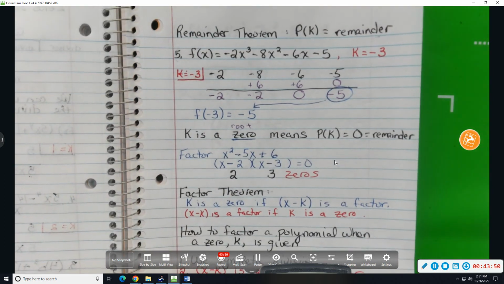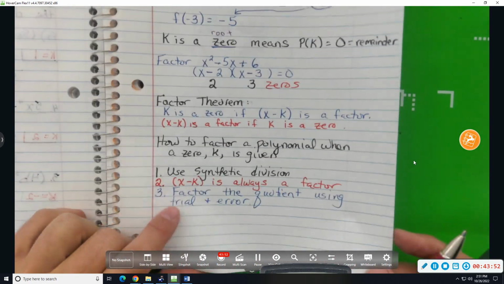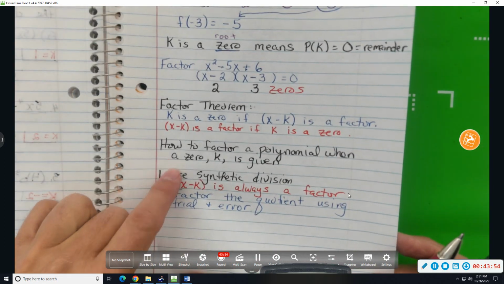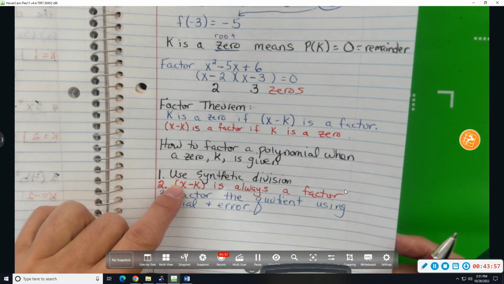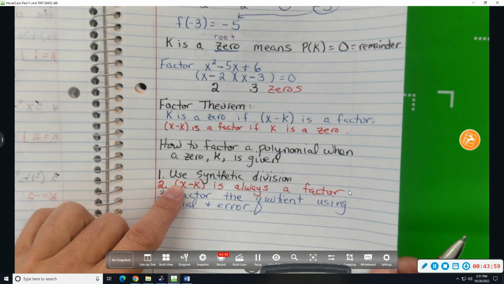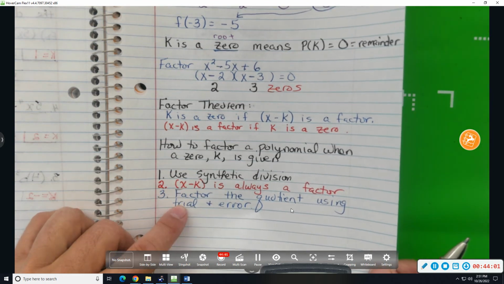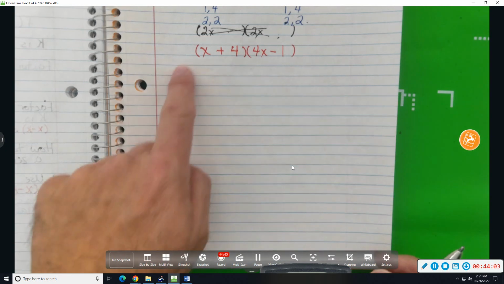Well, I guess we typed in x minus k first. But I said use synthetic division. x minus the given number k is one factor. The other 2 factors are found by moving it down.